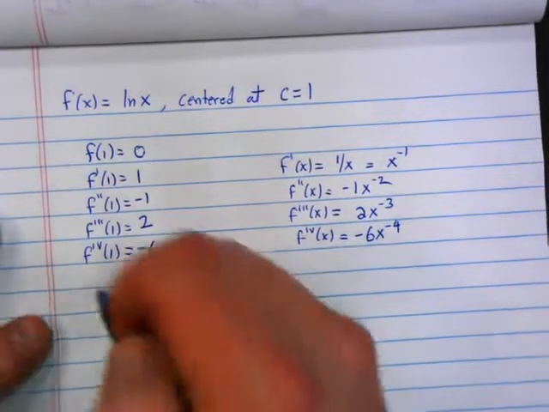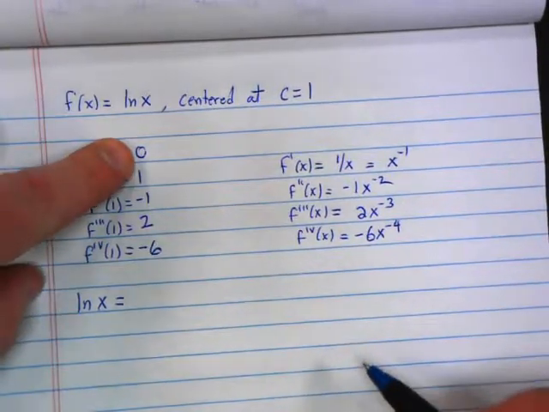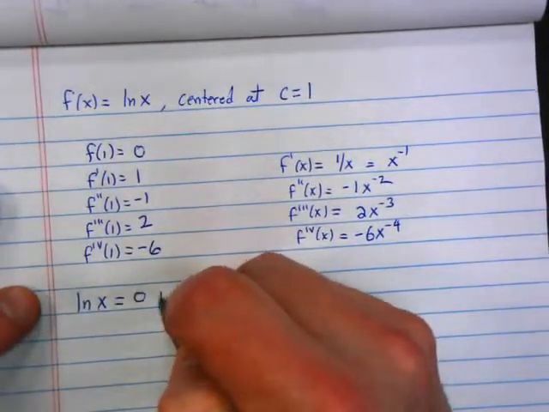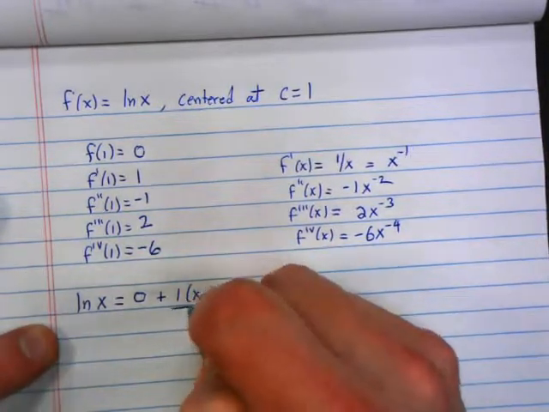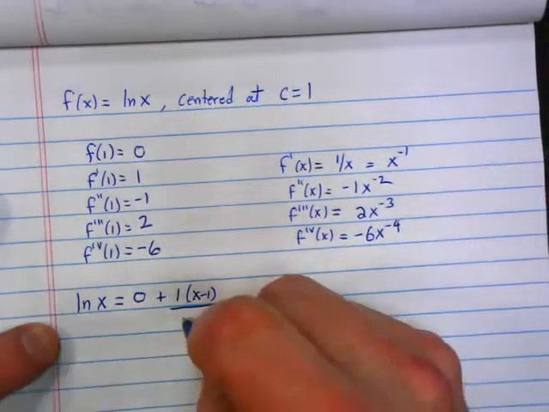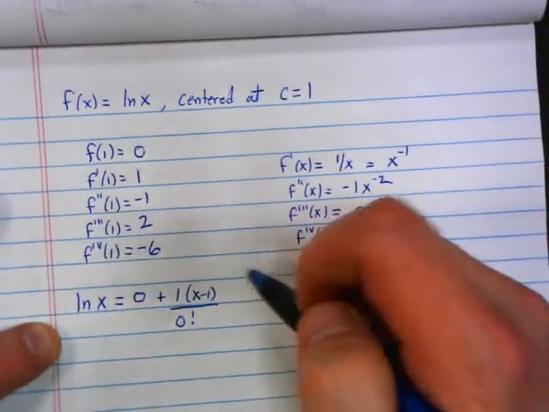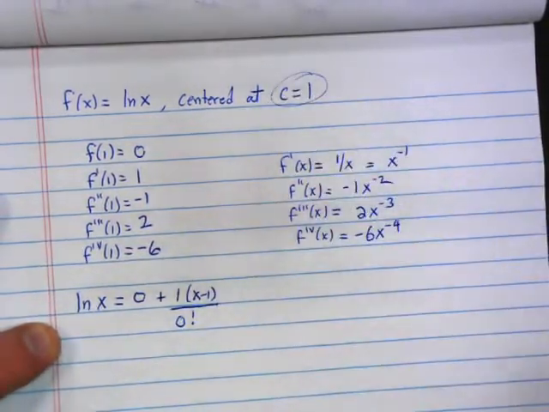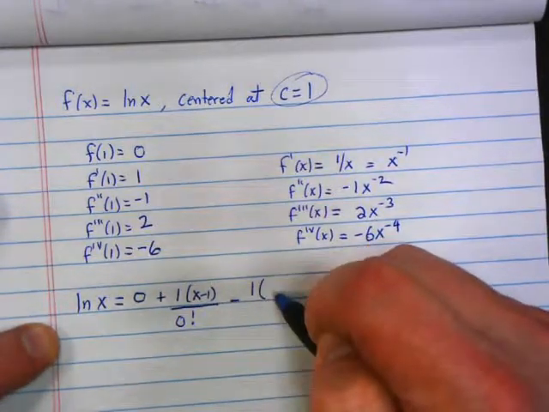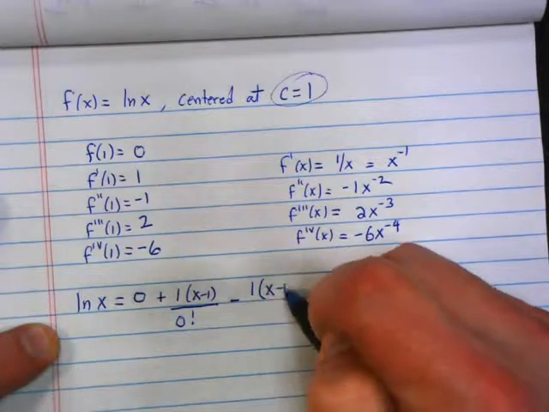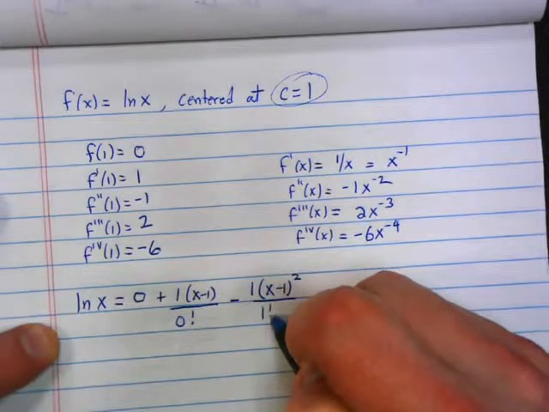All right, so ln x is equal to, well, the first one was 0. I'll write it down, 0. Plus, then I had 1 times x minus 1 divided by 0 factorial. Where's the x minus 1? We're centering at c equals 1. Oh, okay. The next one is minus 1 times x minus 1 squared over 1 factorial.